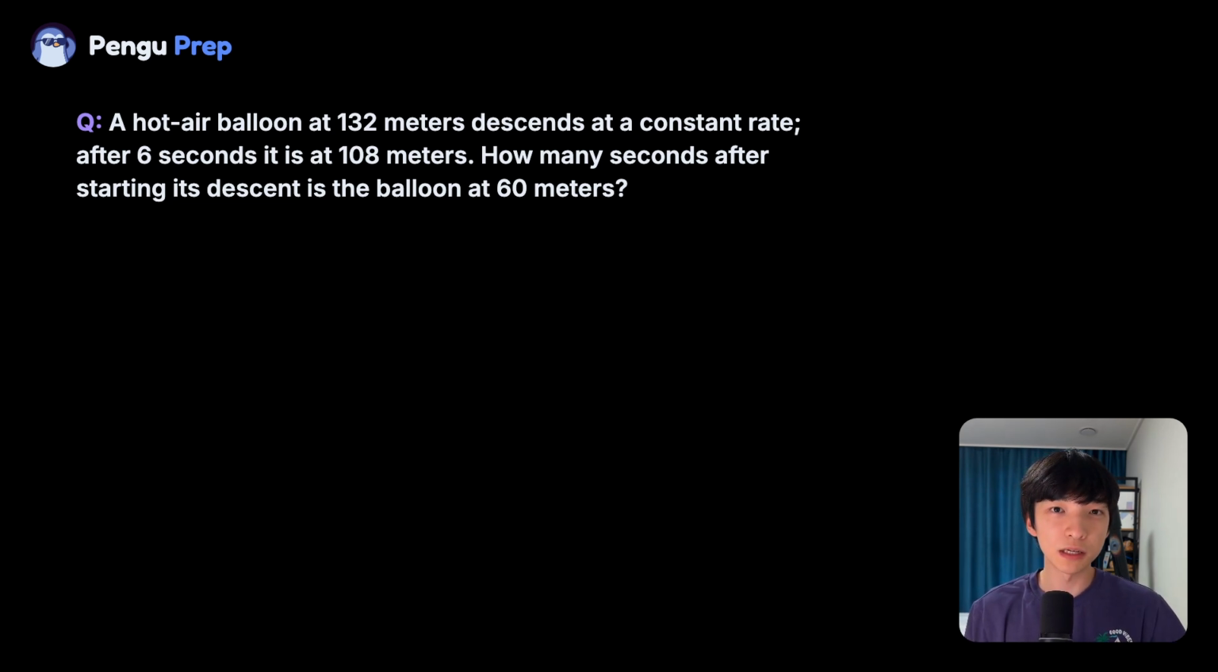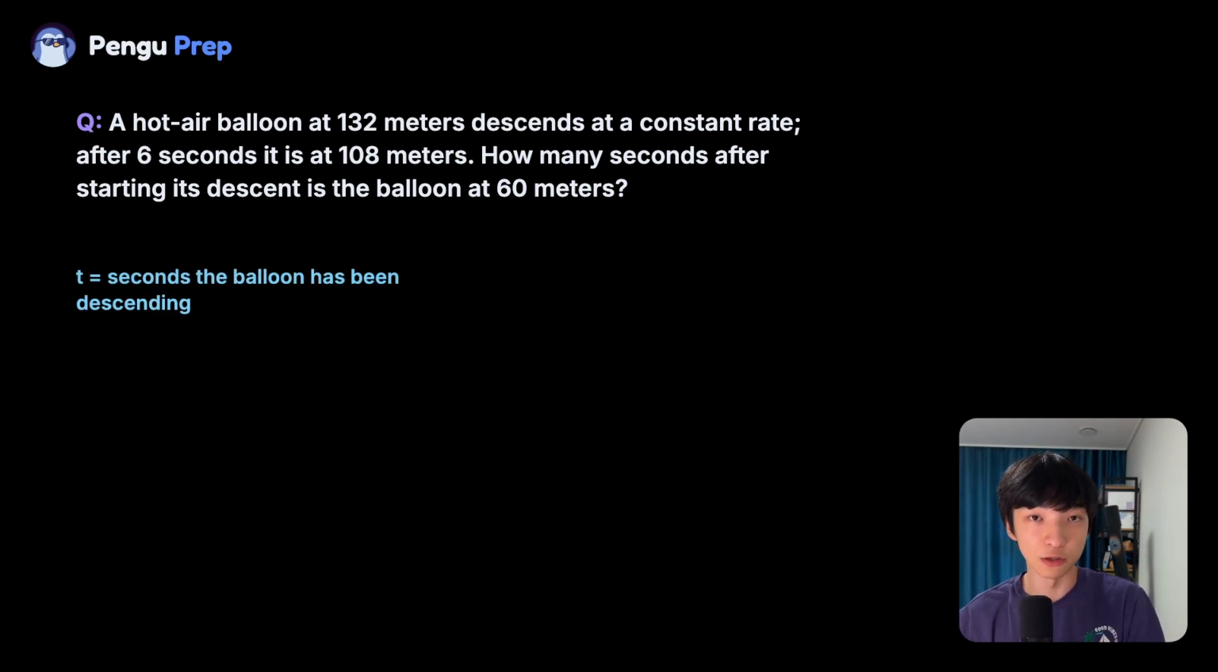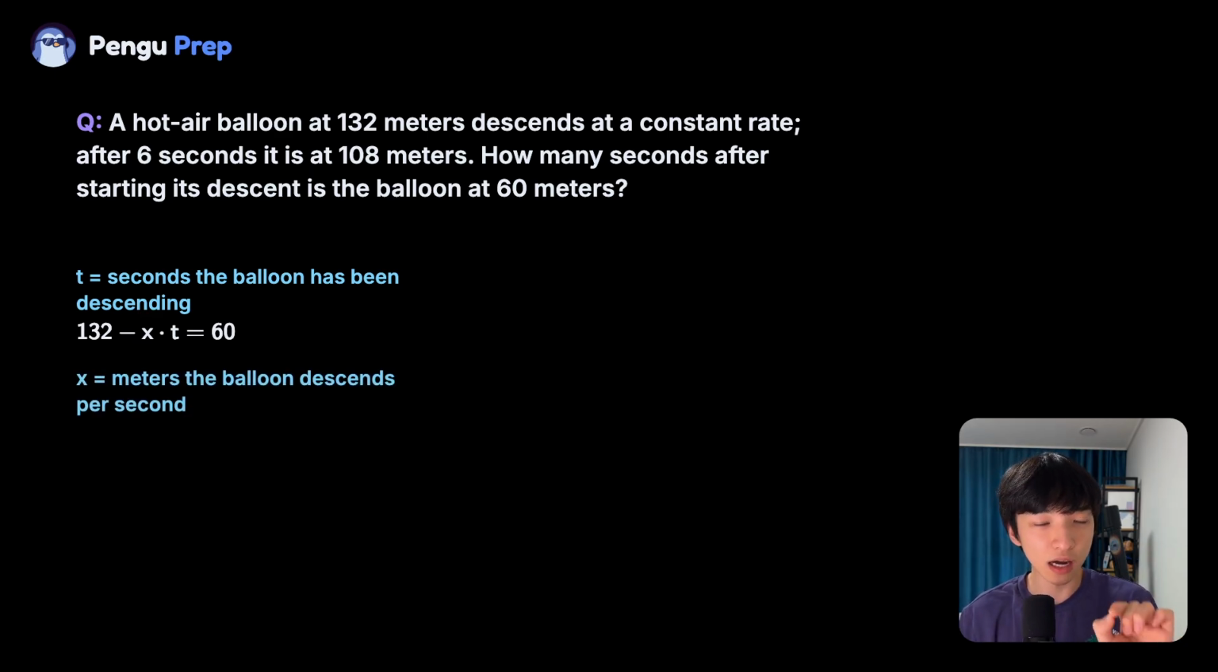This problem requires a bit of a special approach. If you set t as the amount of time that the hot air balloon has been descending for, then you get to model a linear equation that looks like 132 minus x times t equals 60. What is that x? That x represents how much the hot air balloon descends per second. Because if you multiply how much the hot air balloon descends per second by the time during which the hot air balloon has been descending, then you can find the total amount of distance which the hot air balloon has actually descended.